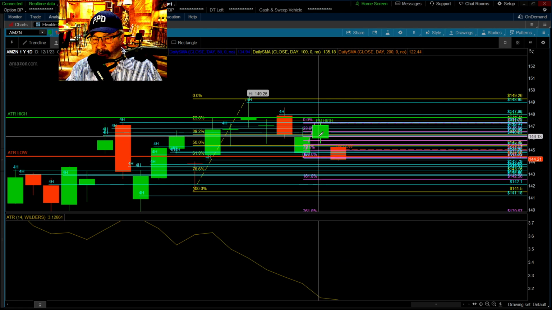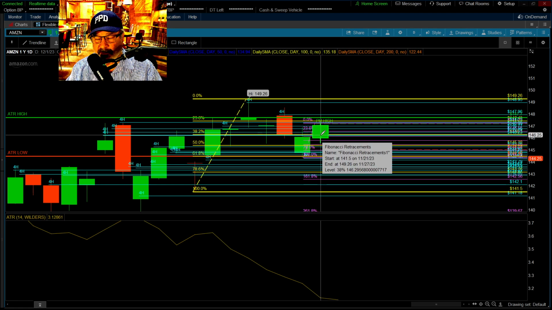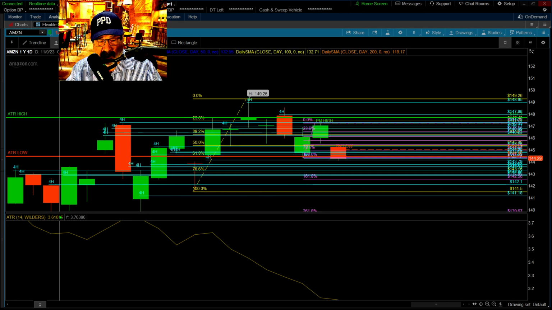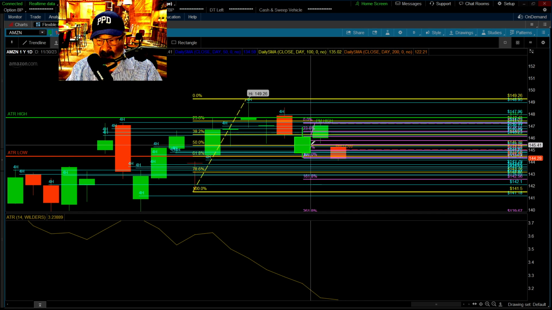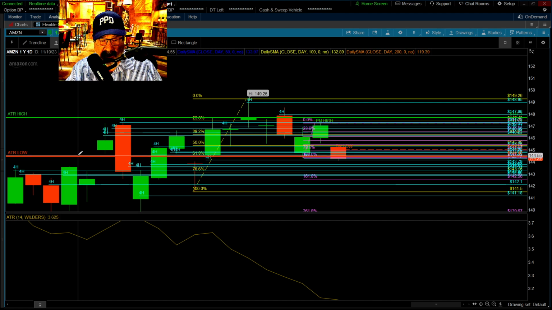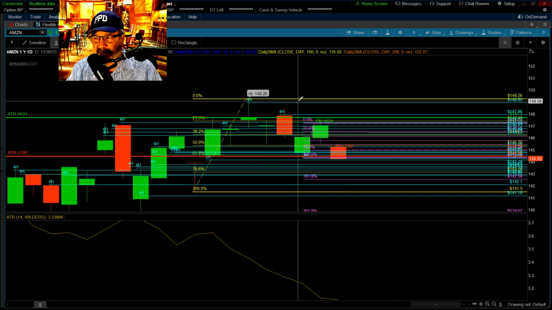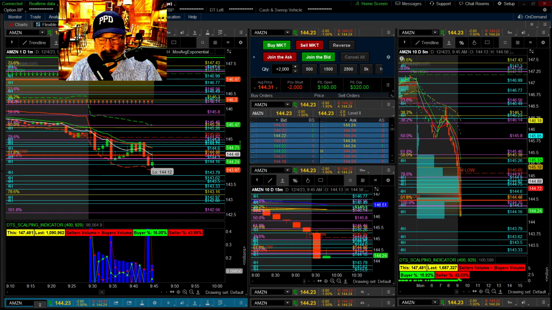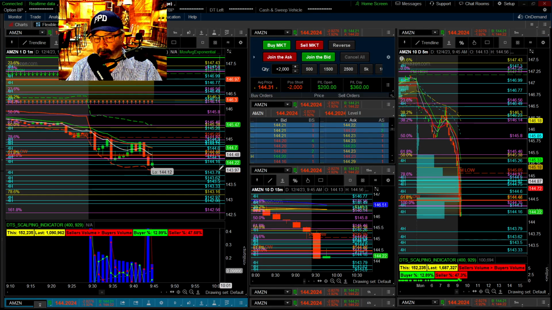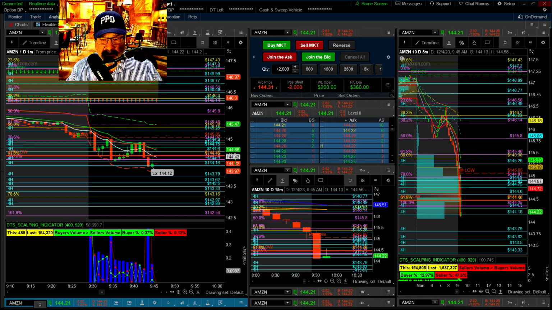I go to the close of the day before, which was 147.03. I look at the ATR down here. I divide that ATR in half, and I get the low by subtracting it from the close of the day, and then adding it to the close of the day, I get the high. Those are the ATR highs and lows. Just want to keep an eye on things here.